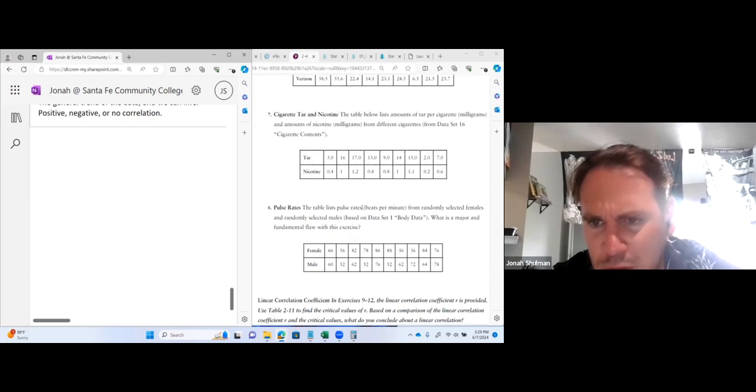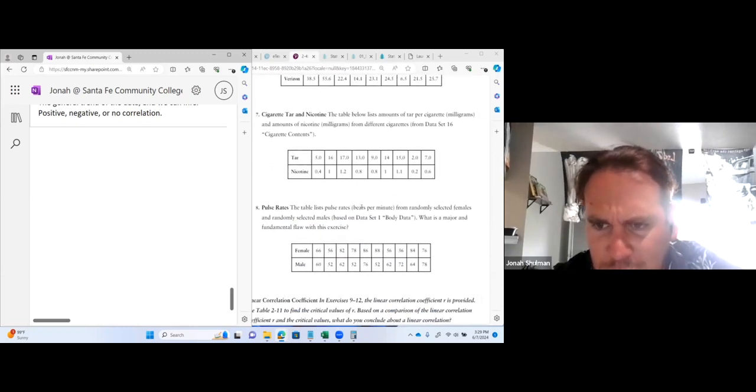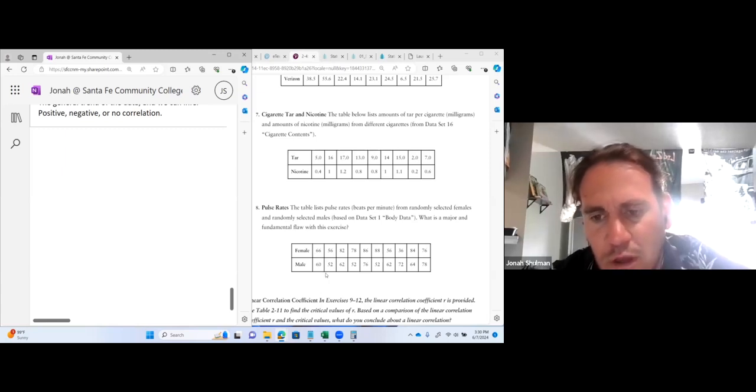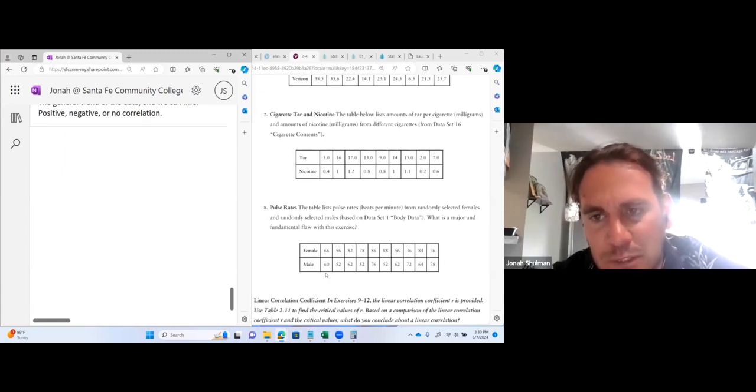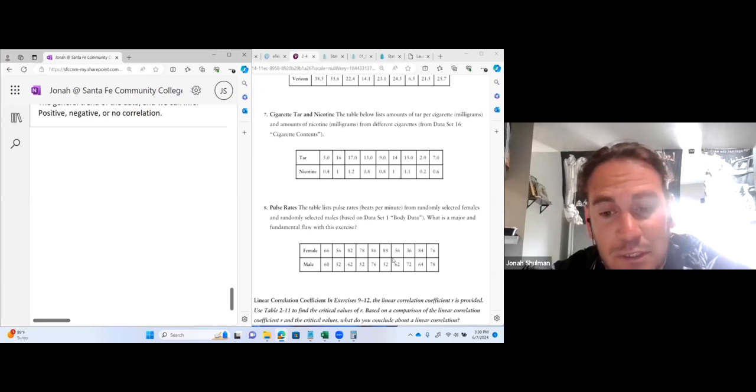The second one, what is a major fundamental flaw with this exercise? Each of them should be linked, like this should be a male on two things, or females, or both. These are two separate pieces of data. They should all be together, right? It should be males, this and this, or it should be males and females on the same pulse rate. Like it's off. They're not linked in any specific way. It wouldn't matter if this male 60 is here or here. The major problem with this is that they're not linked at all. So that's the big issue here.